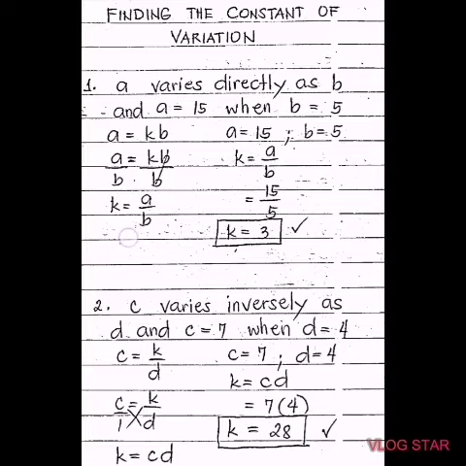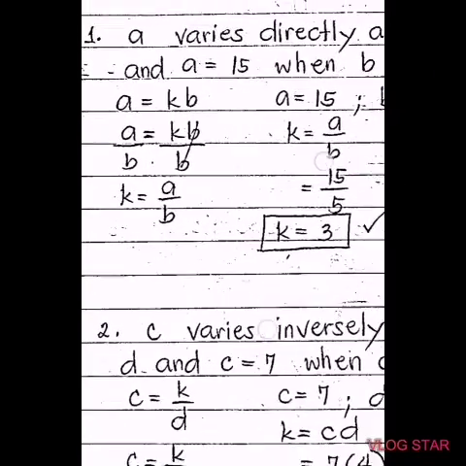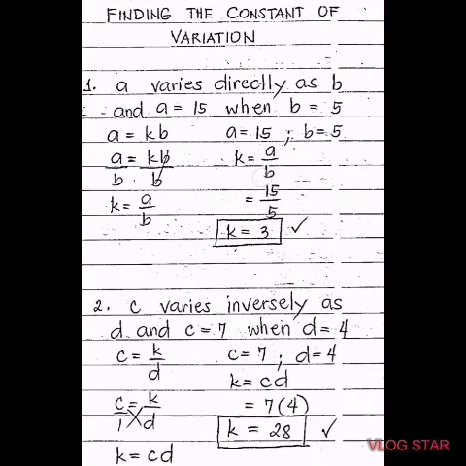Now, eto na yung substitute natin dito. So, K equals A over B. Ang A mo ay 15, ang B mo ay 5. So, 15 divided by 5 ay 3. So, ang constant of variation is 3.